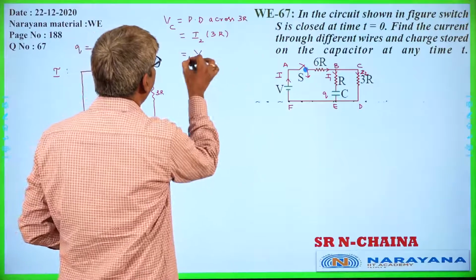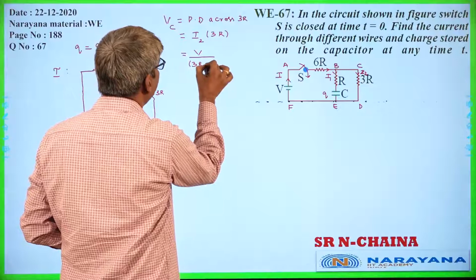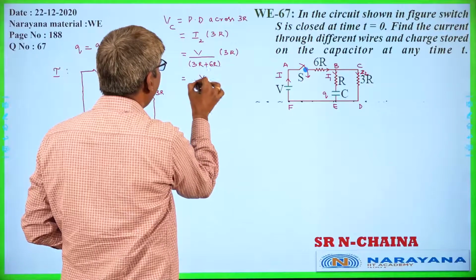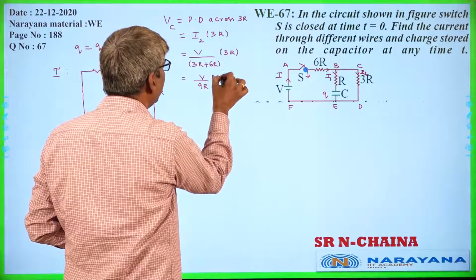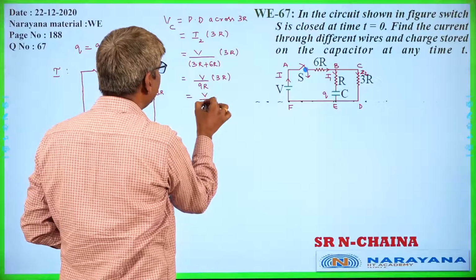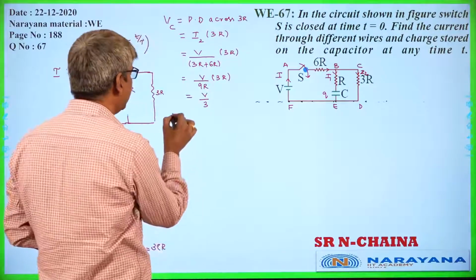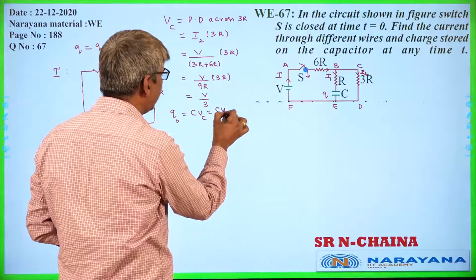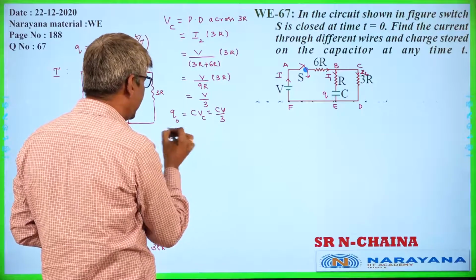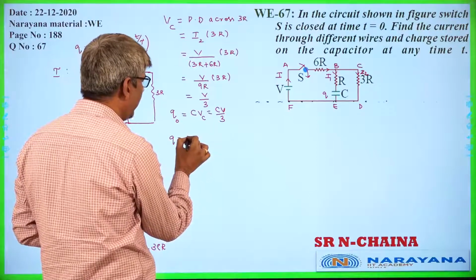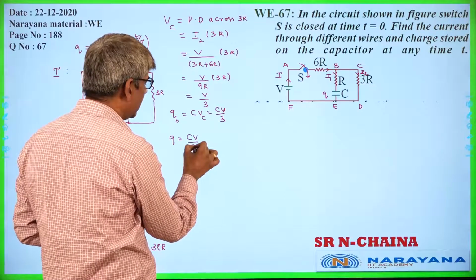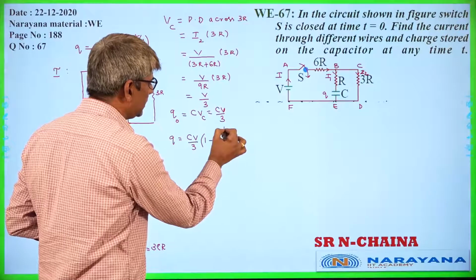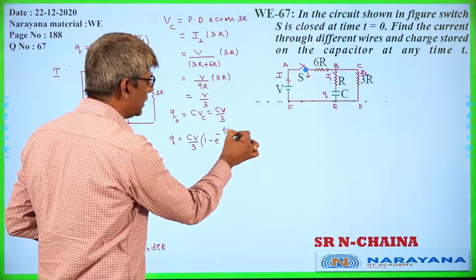So then I2 will depend only on 3R and 6R, which are in series. So it can be written as V by 3R plus 6R, into 3R, which is V by 9R into 3R, which is V by 3, the potential difference across the capacitor. So Q0 is equal to C into VC, which is CV by 3. So the charge in the capacitor at an instant is Q equal to CV by 3 into 1 minus e power minus t by 3RC.